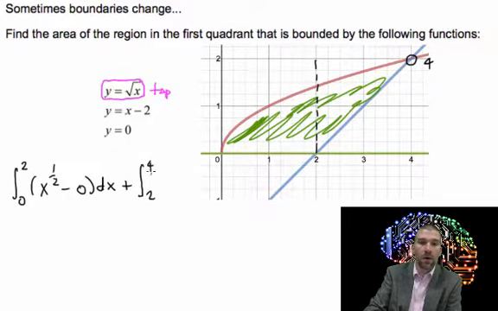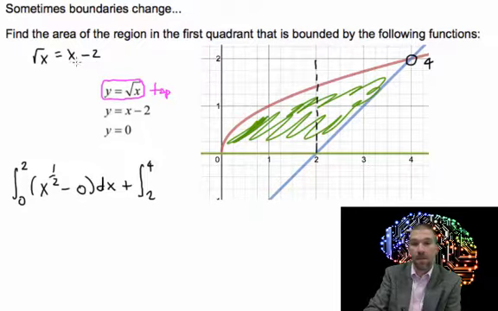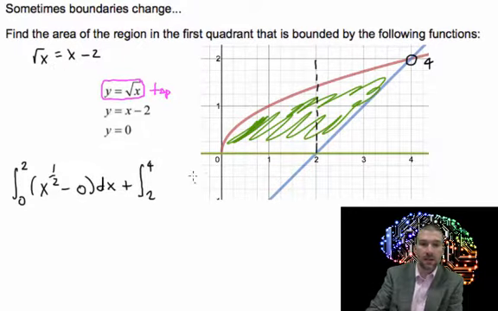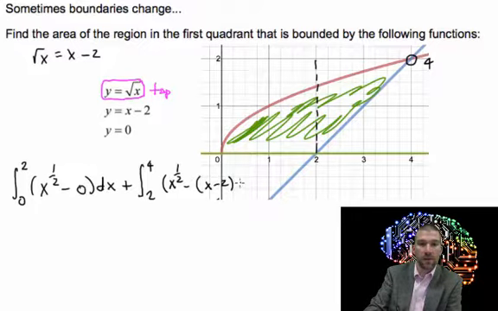And if you don't believe me on 2 to 4, then what you would do is set the square root of x equals x minus 2, and solve that out. It'll tell you what value of x occurs where they are equal. And you'll see that square root of 4 is 2, and 4 minus 2 is 2. So that's going to work. So then we could do the top one again, which is going to be x to the 1/2 minus the bottom one, the whole bottom one, which is x minus 2.